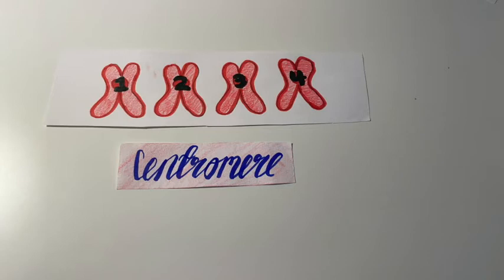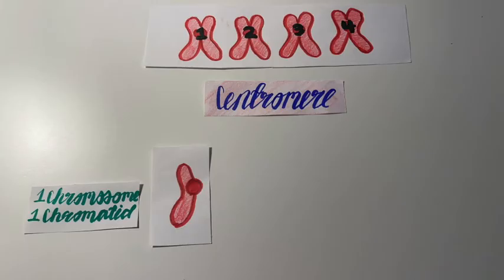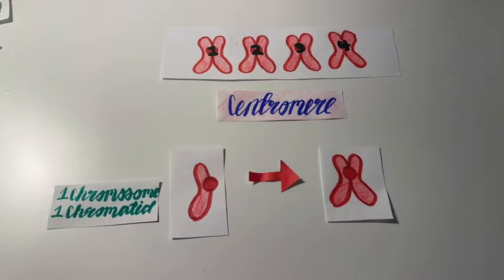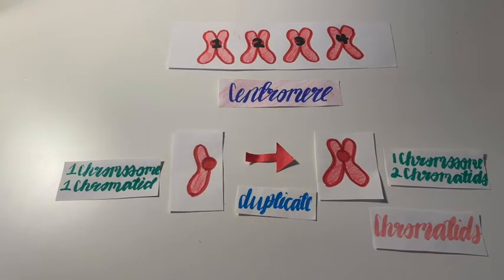Centromeres are the part of a chromosome where sister chromatids are held together. When the 46 chromosomes duplicate, we will say there are 46 chromosomes because they are counted by the number of centromeres. Chromatids are still attached. They are the strands of the replicated chromosome.